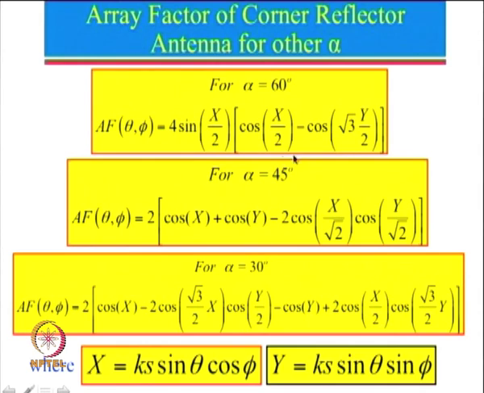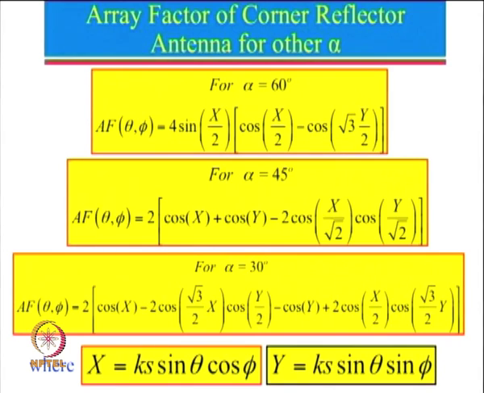Now, let us go to alpha 45 degree. The total number of images including the feed is 8. So that means the total number of terms also should be 8. There is a 2 here, so inside the bracket should be 4. We can see 1 plus 1 is 2, and this is equivalent to 2, so 2 plus 2 is 4. So 4 into 2 is 8.